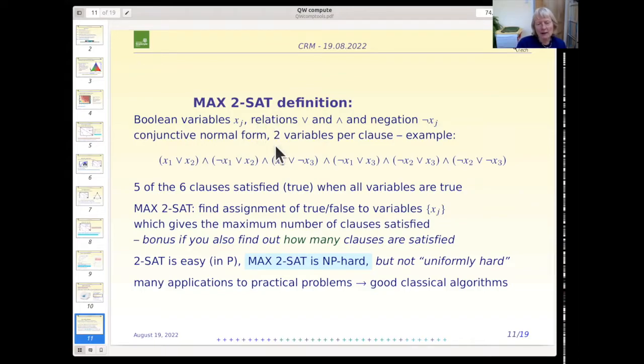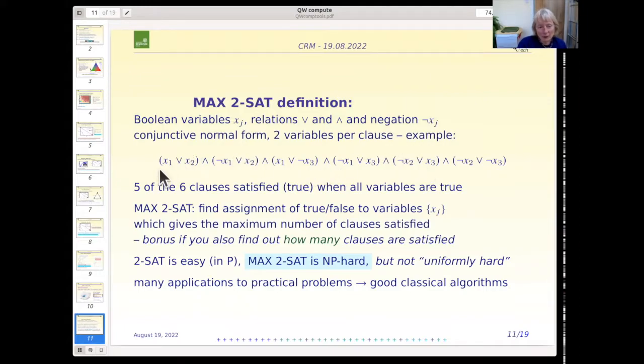So in this case, because we're doing 2SAT, we will have two variables per clause. Here's a clause with x1 or x2. Then all of the clauses are ANDed together. This one has not x1 or x2. The idea is that you're trying to make all of the clauses true at the same time, or if you can't, because that's impossible, satisfy as many as possible, so the maximum number.